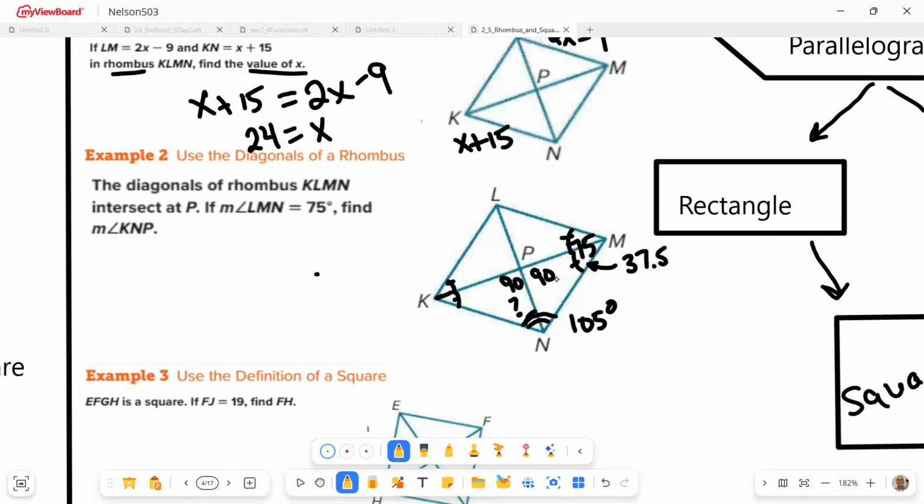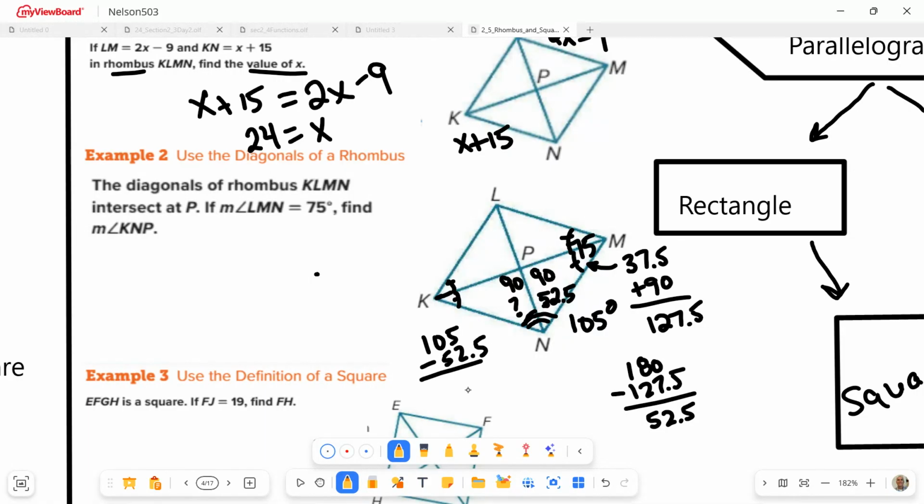If that's 37.5 and that's 90, let's add 90 to that. We would have 127.5. So I've used up 127.5 for those two angles. How much do I have left for this angle right here? Well, 180 minus 127.5 is going to be 52.5. So there's 52.5 right here. That whole angle was 105, so if I take 105 minus 52.5, this is tricky, right?